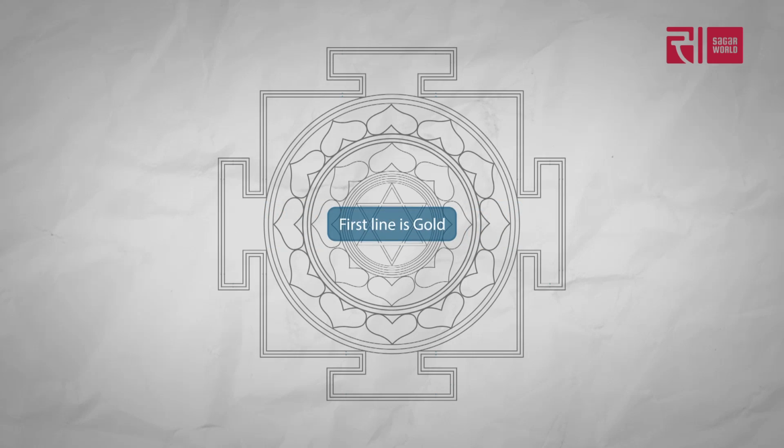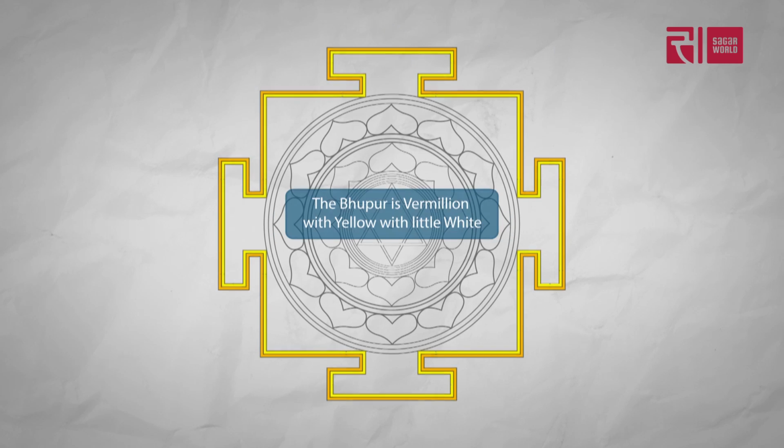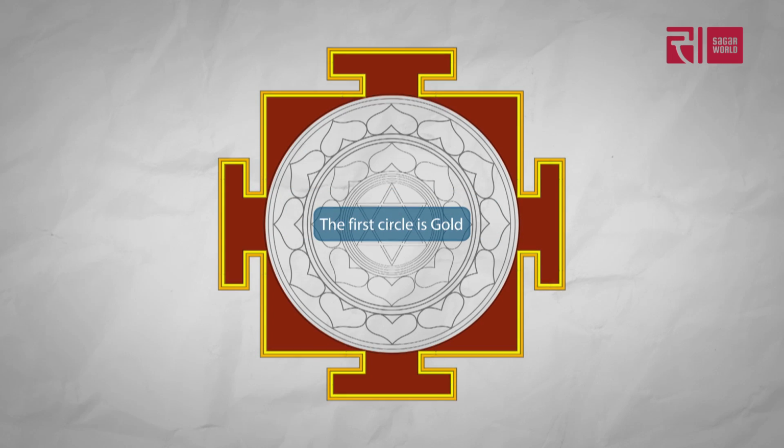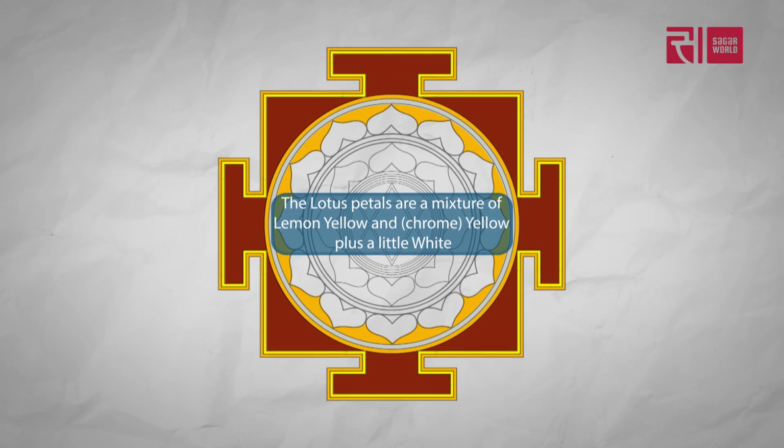First line is gold. The second one is lemon yellow. The pupur is vermilion with yellow and a little white. The first line is gold. The second circle is silver. Space behind the lotus petal is gold. The lotus petals are a mixture of lemon yellow and yellow plus a little white.